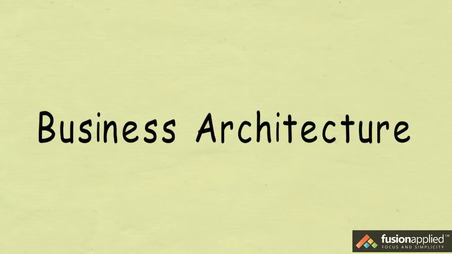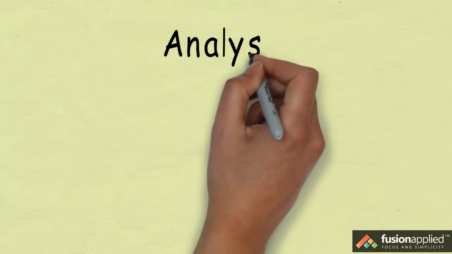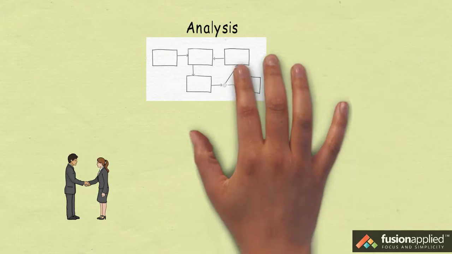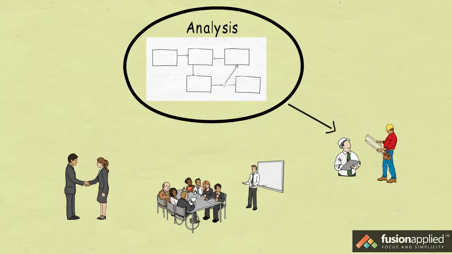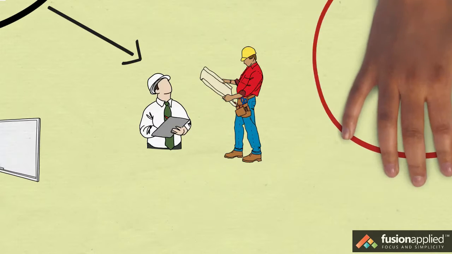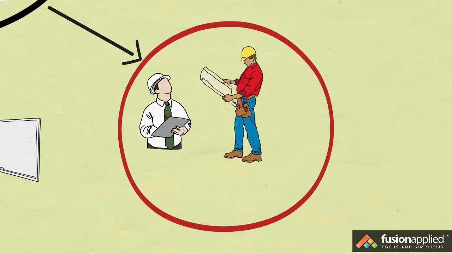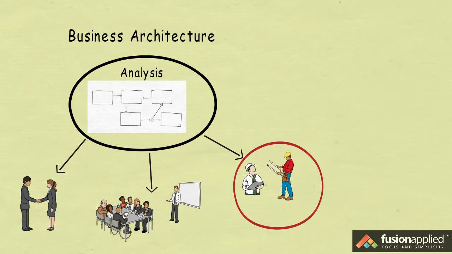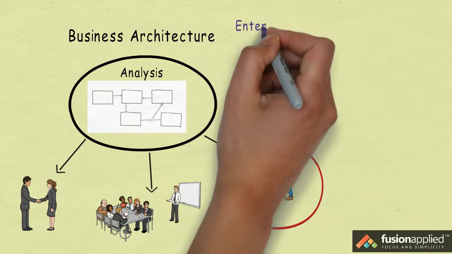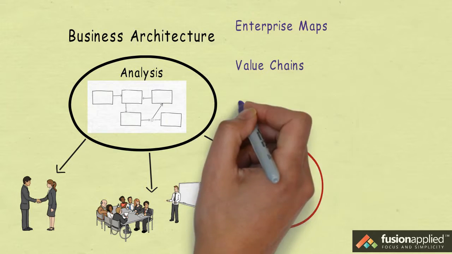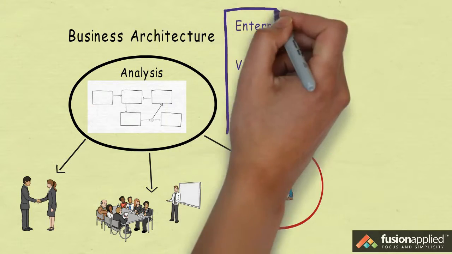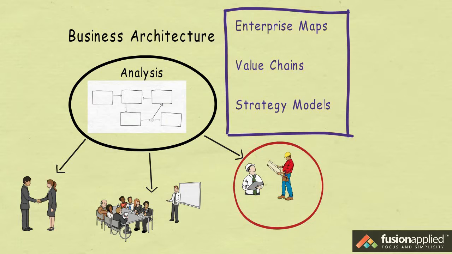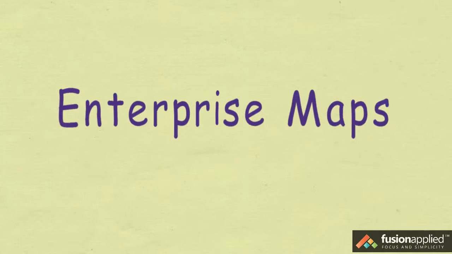Business architecture is a methodology for performing high-level analysis of the business processes within your organization. These processes can span entire organizations or be performed within a specific group. To create high-level models of your organization's processes, Oracle Business Process Composer provides capabilities for creating and editing enterprise maps, value chain models, and strategy models. Let's look at enterprise maps first.